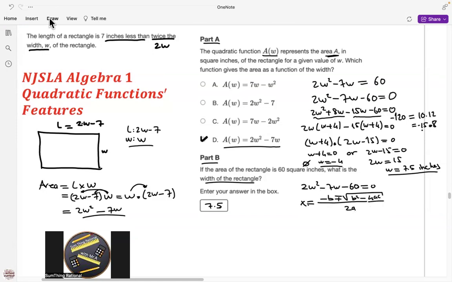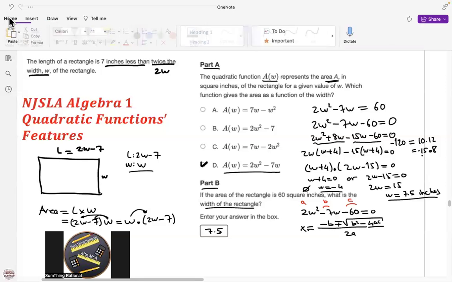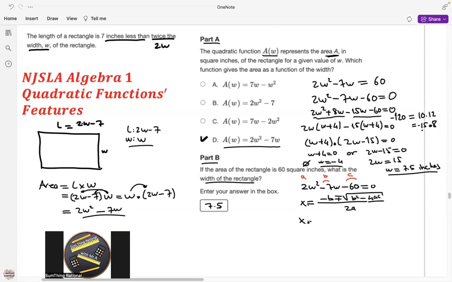As you see here, let me use a different color. A is 2, B is negative 7, and C is negative 60. So let's continue. x is equal to negative b, which means negative 7 becomes positive 7, plus or minus the square root of b squared. Negative 7 squared is 49, minus 4 times a, which is 2, times c, which is negative 60. Pay attention to the sign. All divided by 2 times a, which is 2 again.